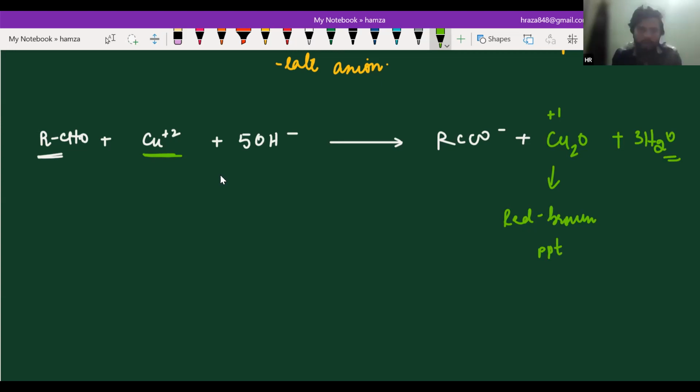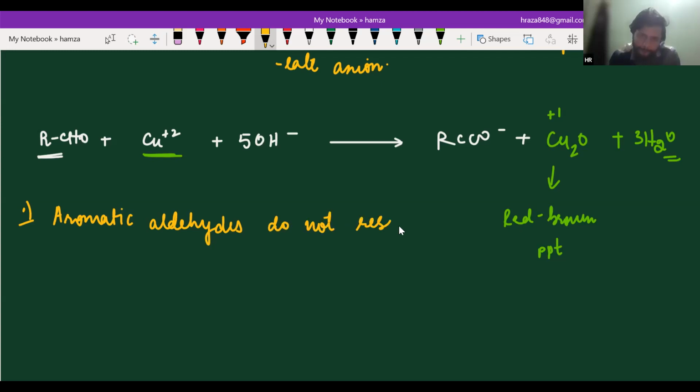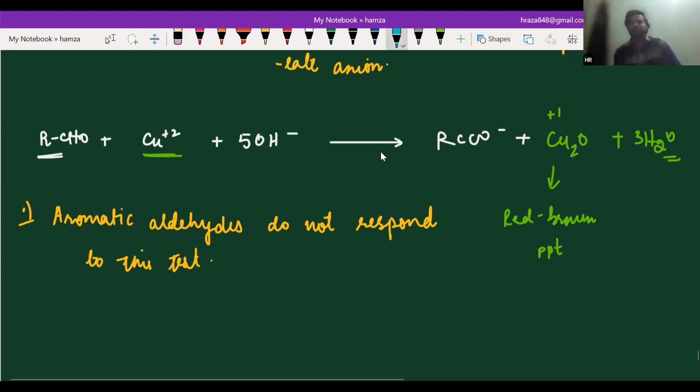Also, it's very important to note that this reaction is not for aromatic aldehydes. So I'm going to write aromatic aldehydes do not respond to this test. Why is it so? Because aromatic aldehydes are very, very stable. Please do write it and let me know when you are done with this.